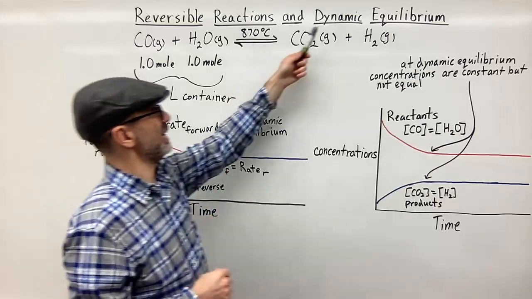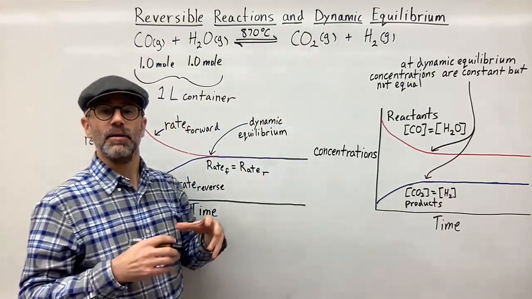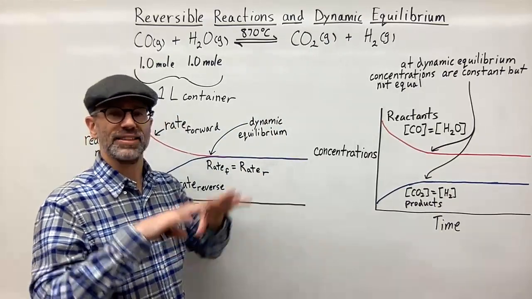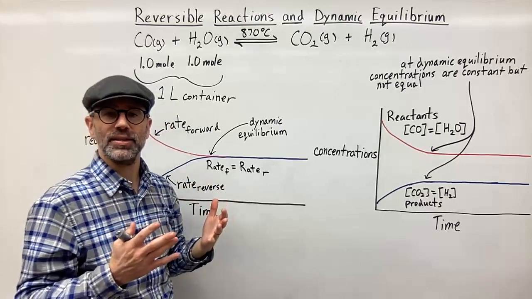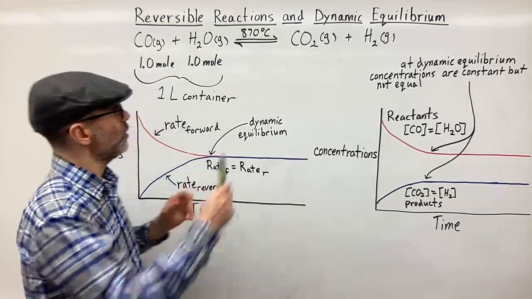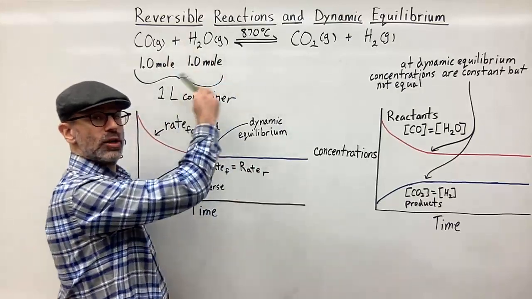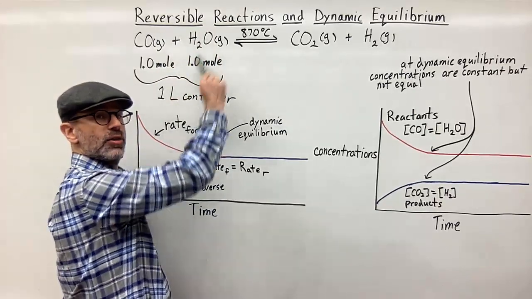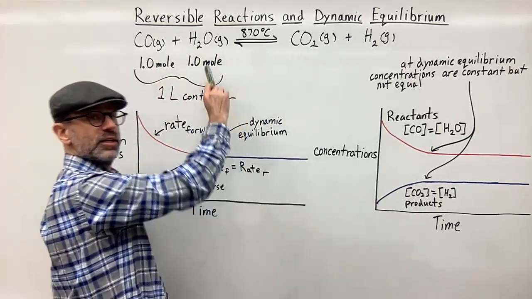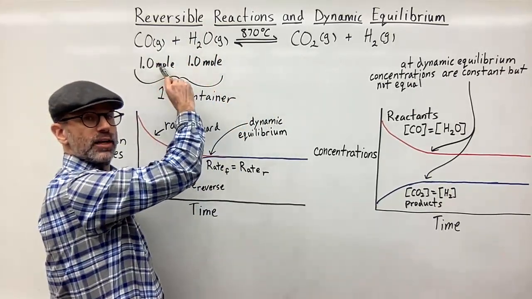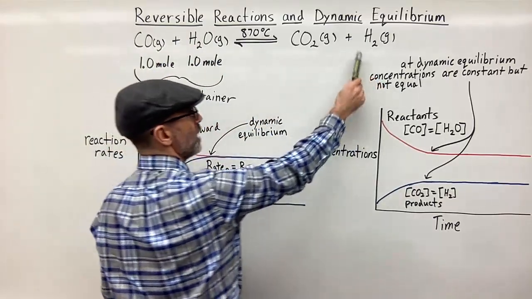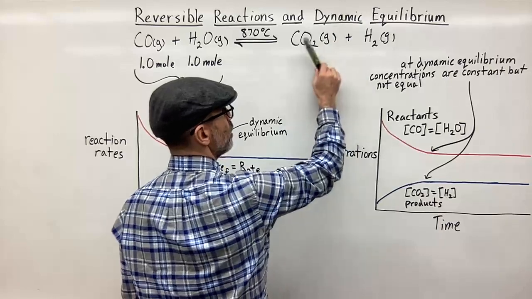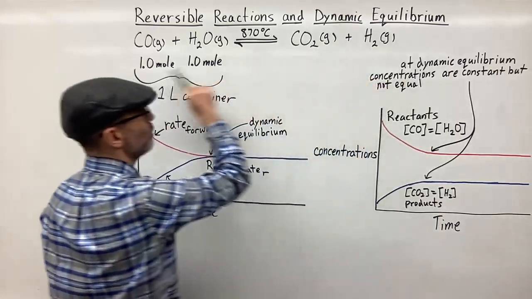And it's called dynamic because it's not static in the sense that nothing is happening. It's dynamic in the sense you still have stuff going on. You still have the rate of this forward reaction converting the reactants into products. At the same time, you still have the products forming reactants.